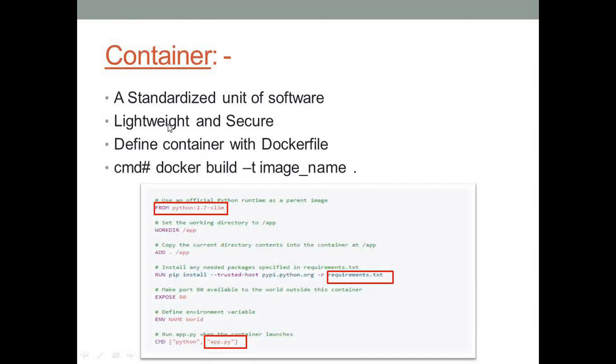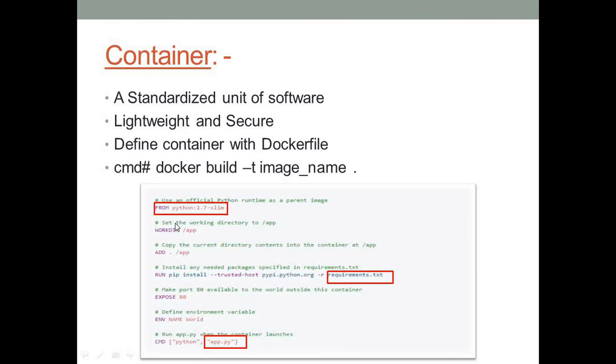And then secure. Secure means every container is isolated, so it is not going to conflict with the others. We have to make a network among these containers so they can communicate with each other and store the data as well. So to define a container, we need a Docker file. This is a snapshot of a Docker file, how it looks.